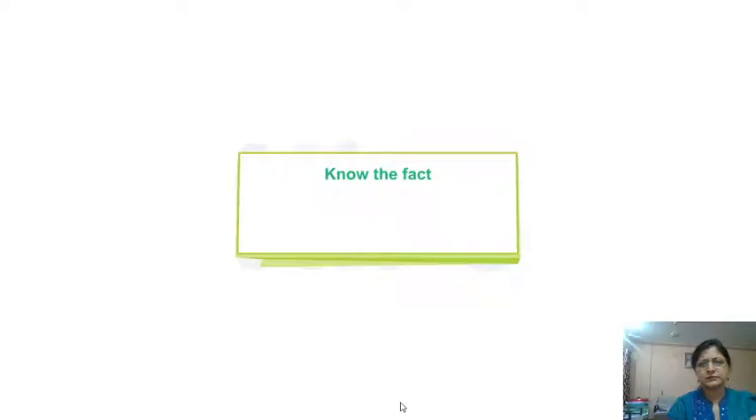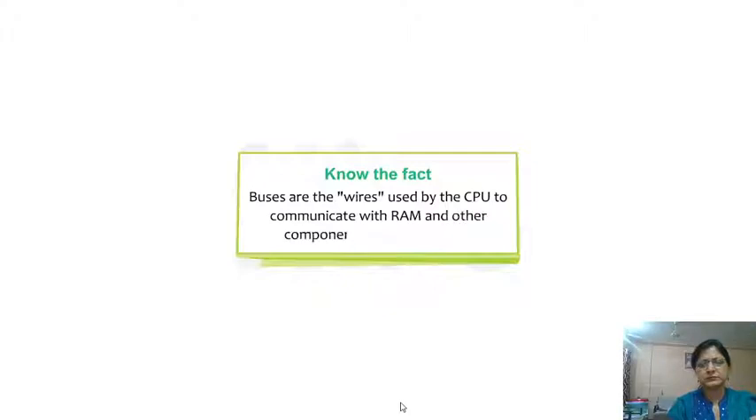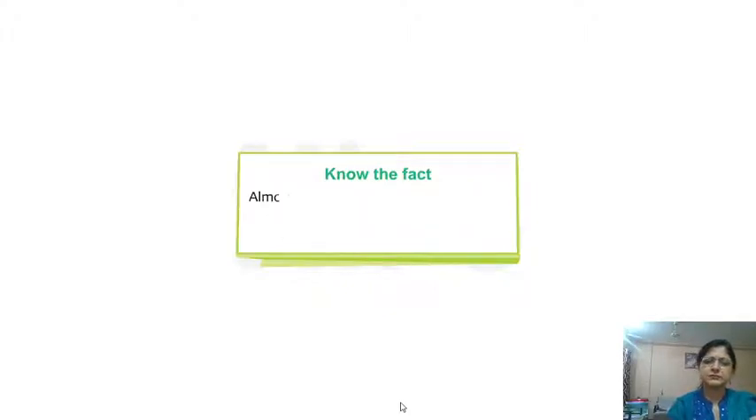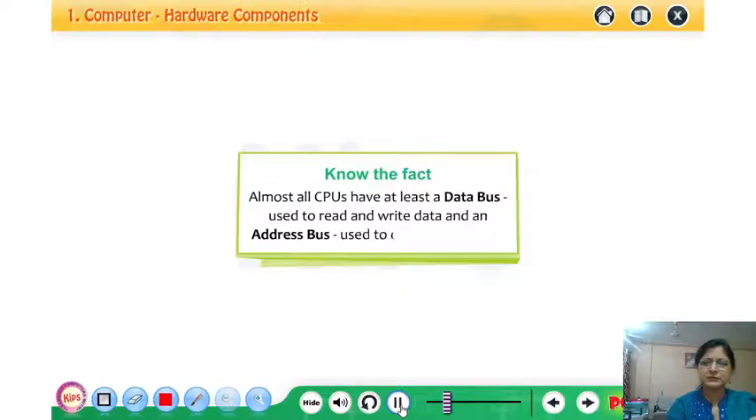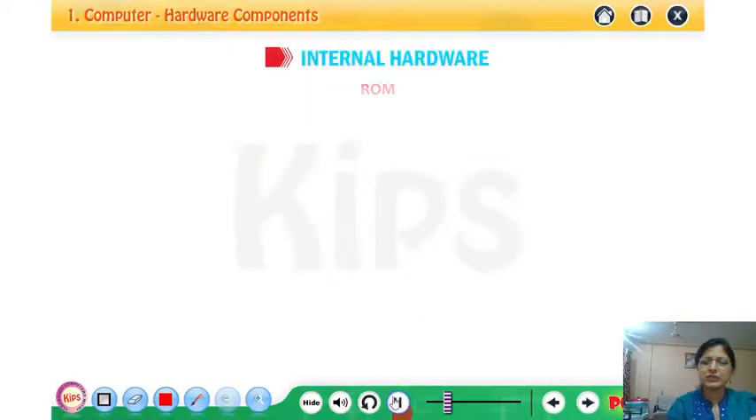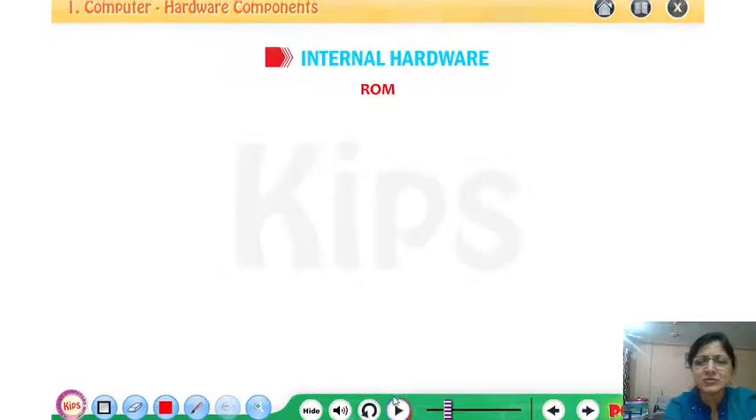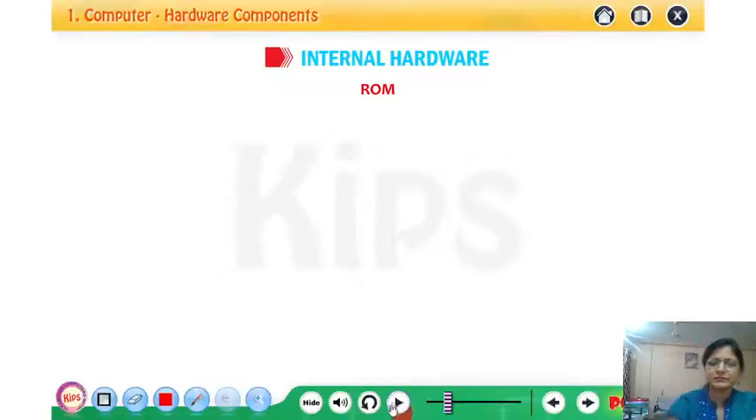Students know the fact. Buses are the wires used by the CPU to communicate with RAM and other components in the computer. Almost all CPUs have at least a data bus used to read and write data and an address bus used to output addresses. So even though the name bus is used, basically they are just wires along which the data is traveling. Okay, so it is known as a data bus because on those wires the data is traveling. But it is basically a wire.